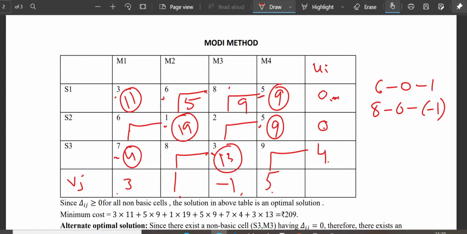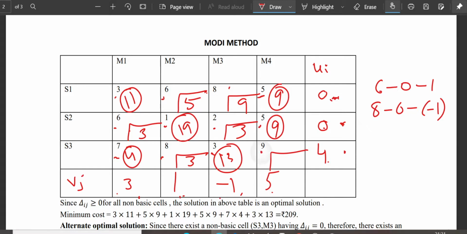Now come here. This is 6 as the Cij. The corresponding ui is 0. The corresponding vj is 3. 6 minus 3, 3. Come to this step. 2 is this Cij. 2 minus 0, 2 minus minus 1. This is 3. Now come here. 8 minus 4, 4 minus 1, 3.